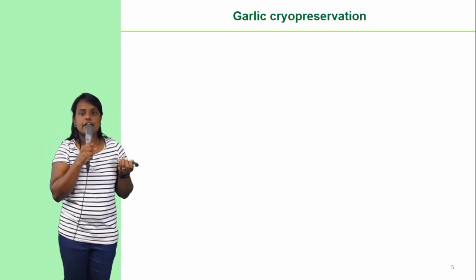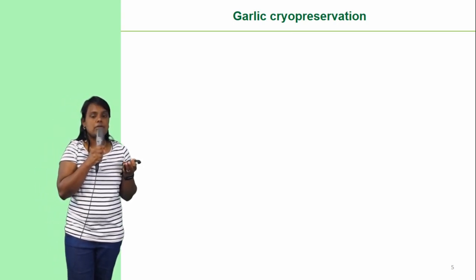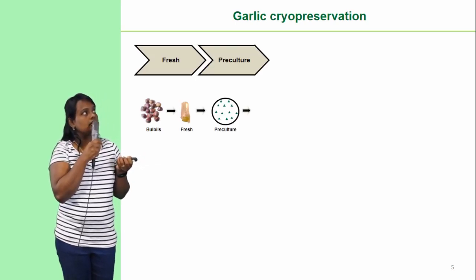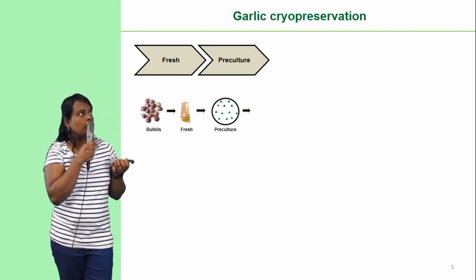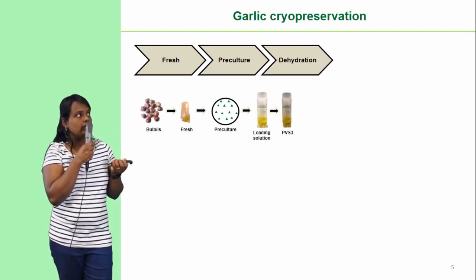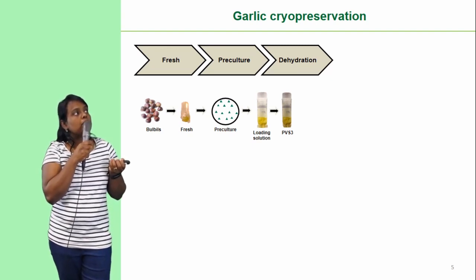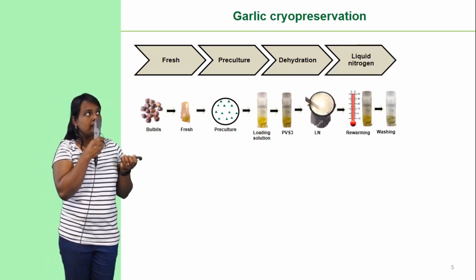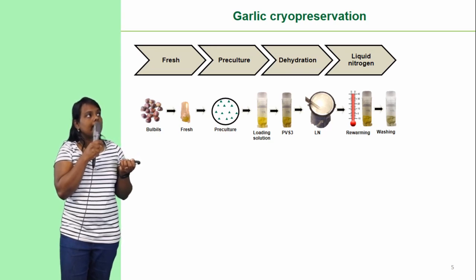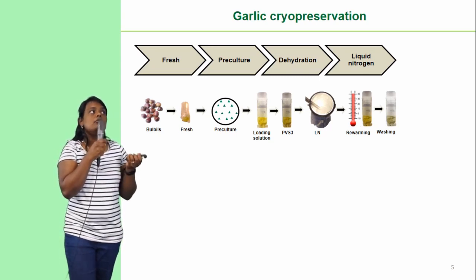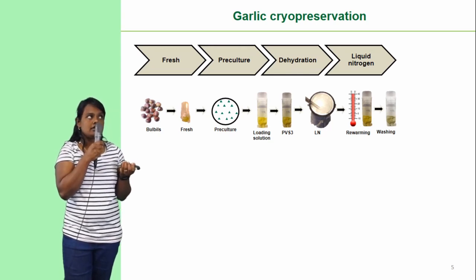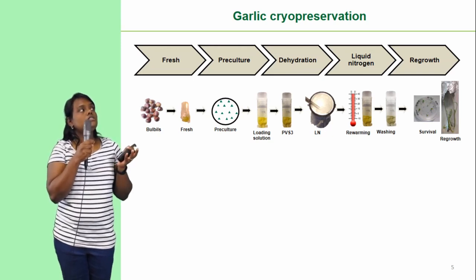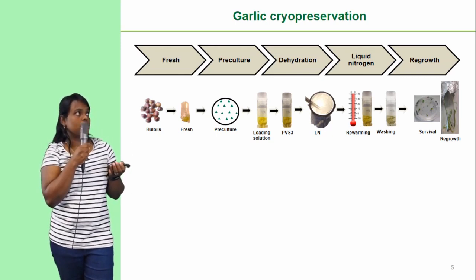Now we will see the garlic cryopreservation protocol. Cryopreservation is a multi-step process. The shoot apices excised from the bulbils are pre-cultured on 10% sucrose medium overnight. They are then treated with the loading solution and dehydrated by plant vitrification solution 3. Later, they are frozen and then rewarming takes place. After rewarming, we wash with the washing solution to remove the traces of the cryoprotectants, and finally plate onto the medium to assess the survival and regrowth percentages.